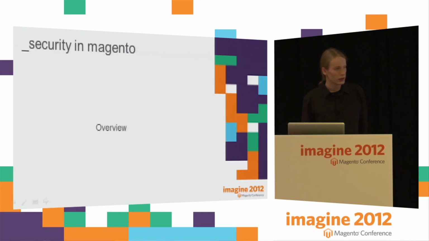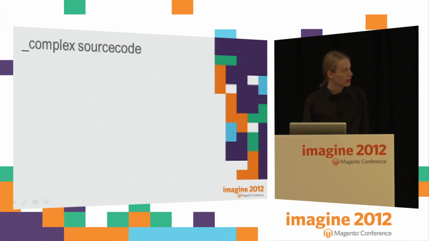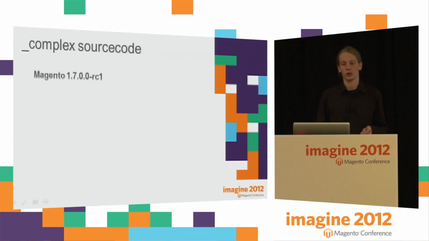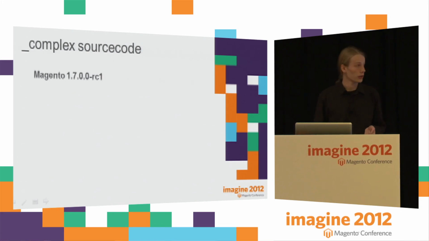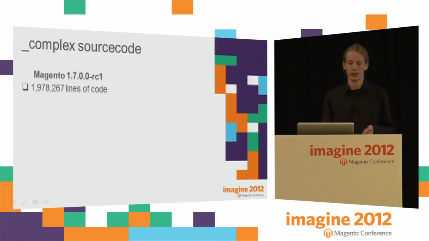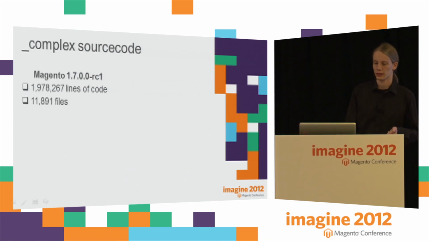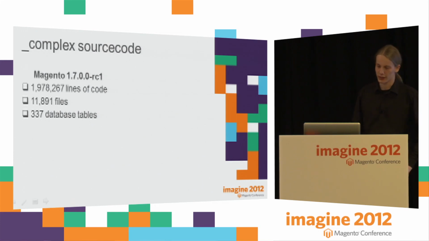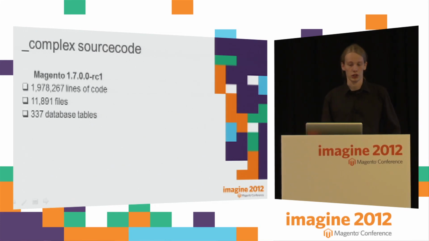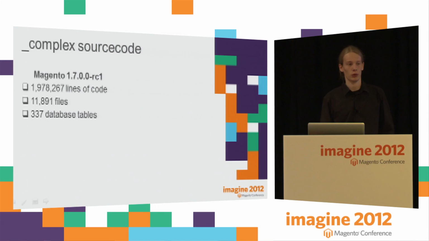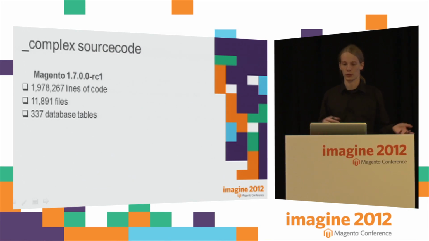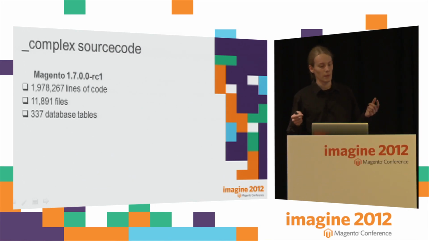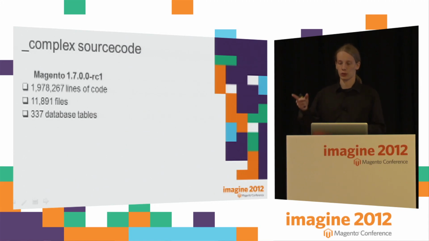Yes, well, security in Magento. There are a few problems. The first is a complex source code. As of Magento 1.7 release candidate 1, we have near 2 million lines of code, 12,000 files, and 373 database tables in the default installation. This is for sure too much for one person or for 10 persons or also more persons to check everything and every connection between the modules.